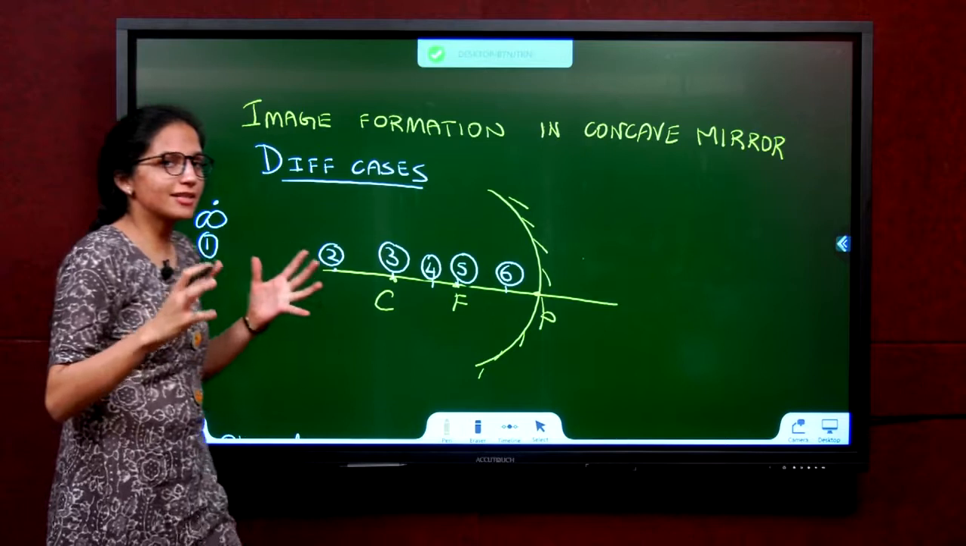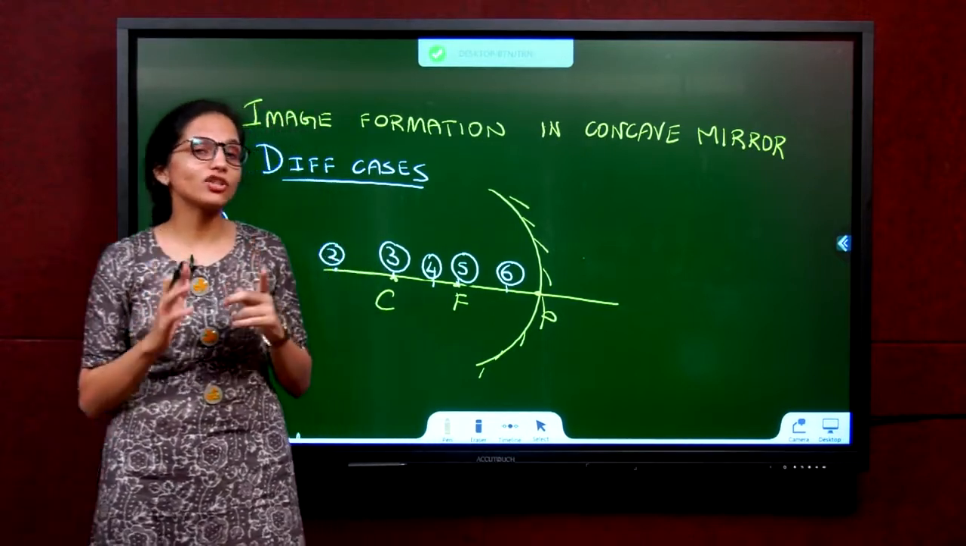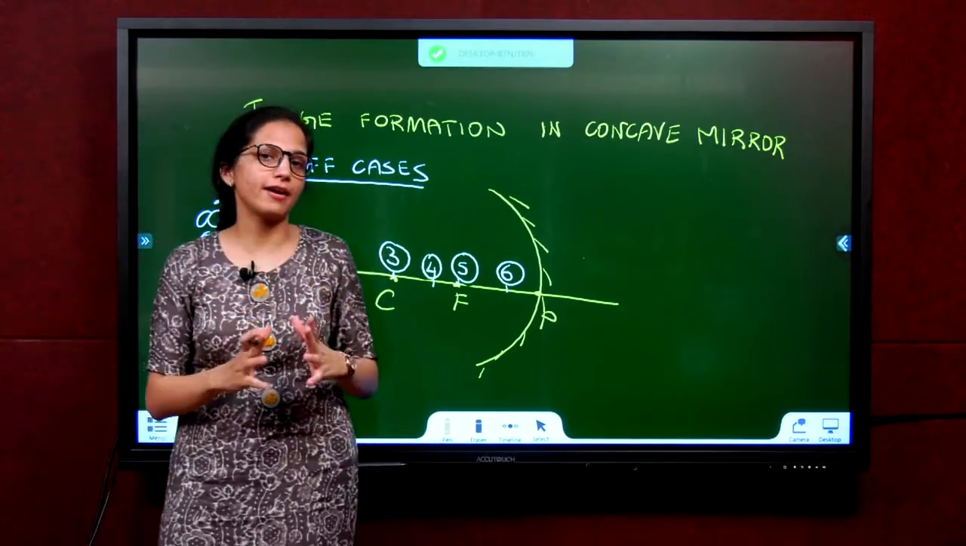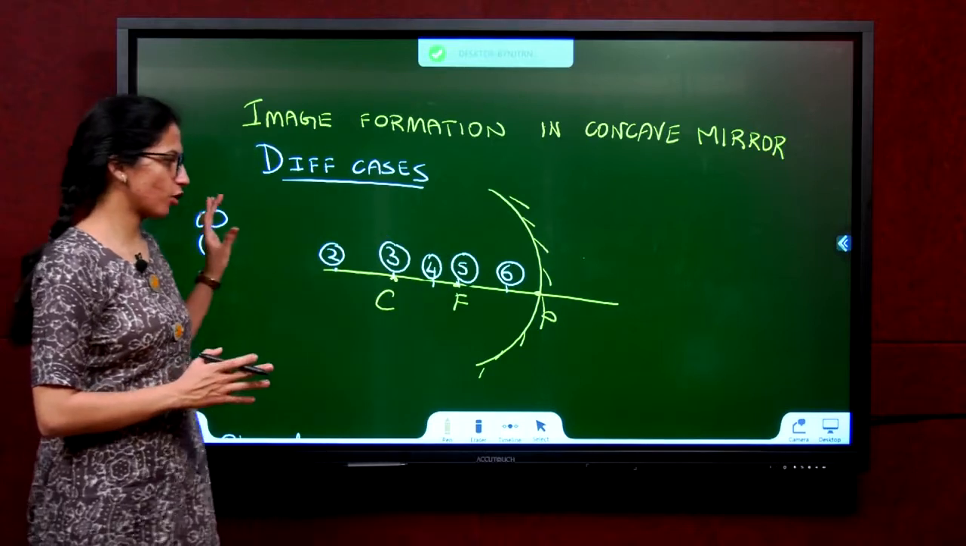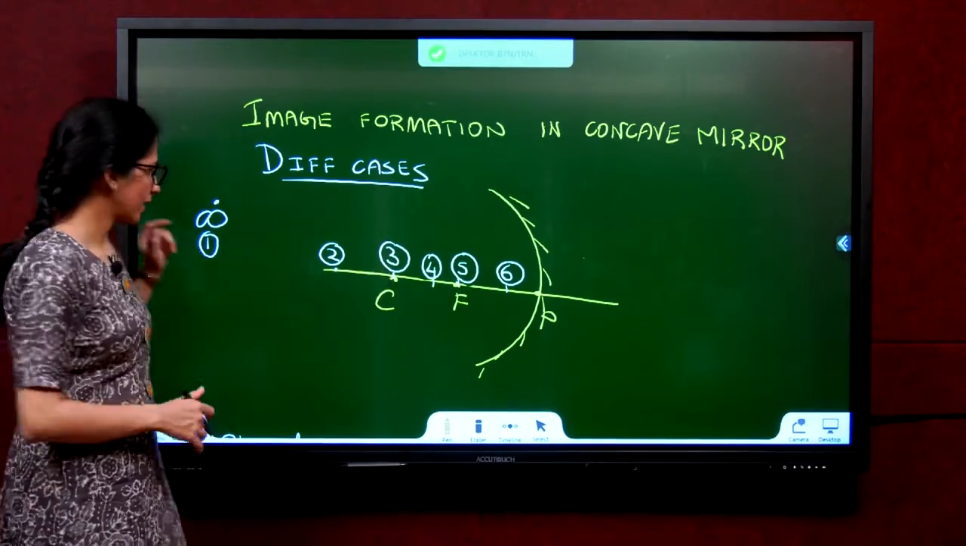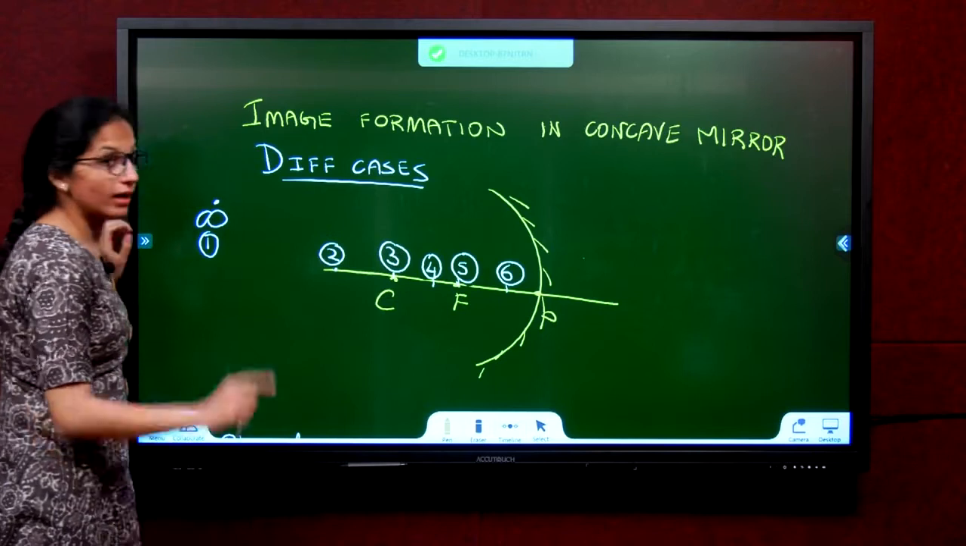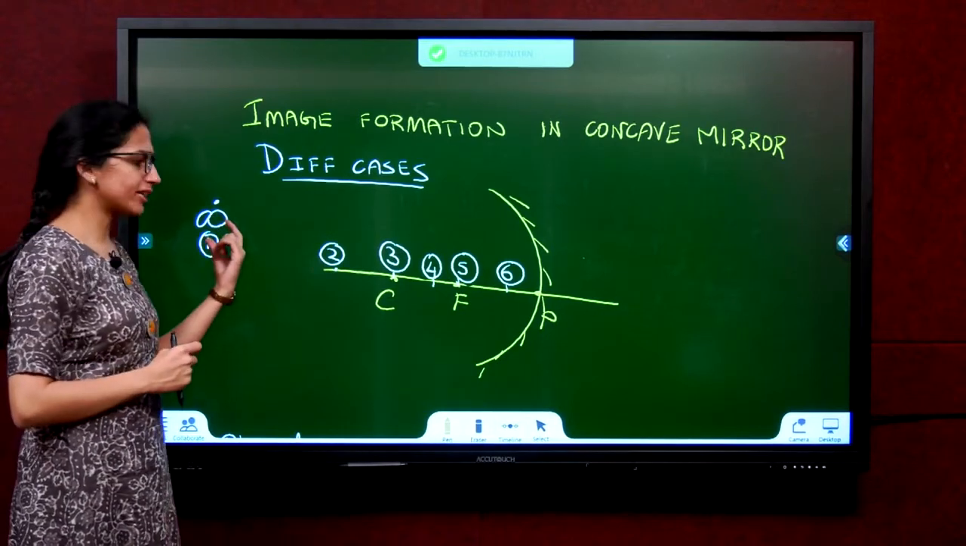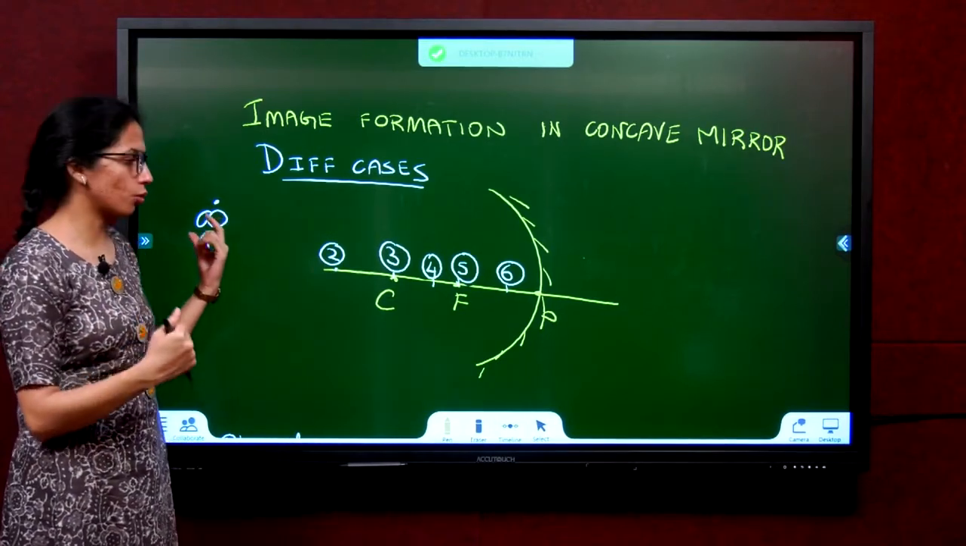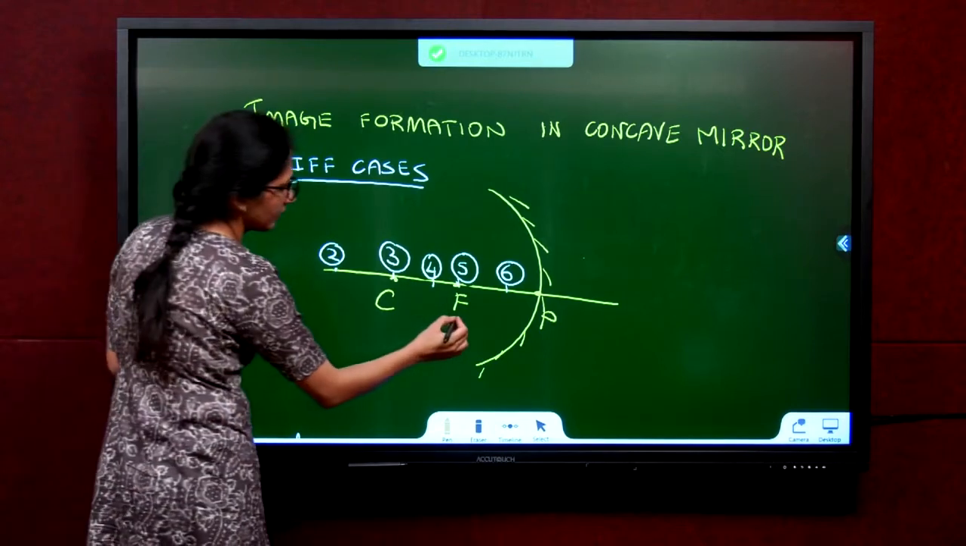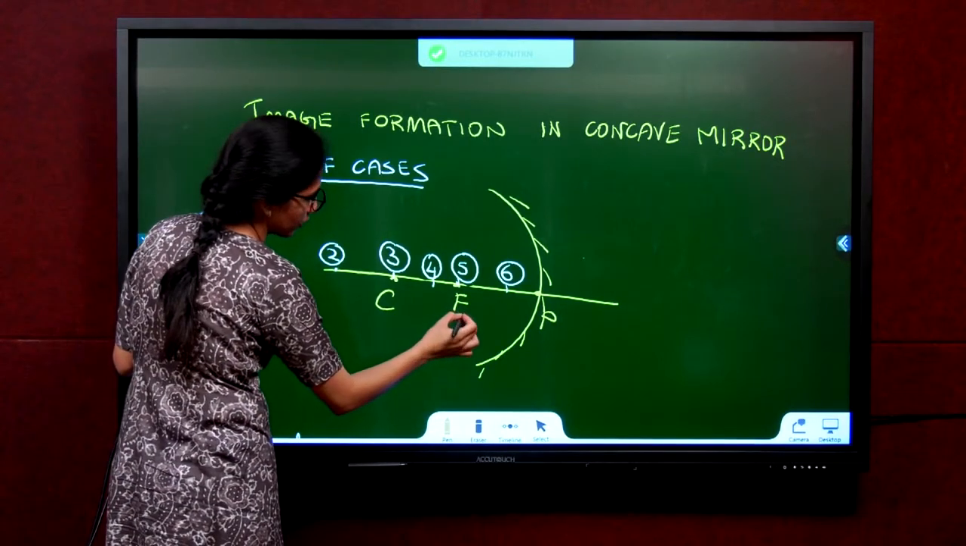So now we finished the 6 cases. I told you I will teach you how to learn the table without by-hearting. Go back to the case where we wrote where the objects can be placed. So object could be placed here. Now let us remember, if object is at infinity, according to what we drew, where was the image? At focus. Do you remember?